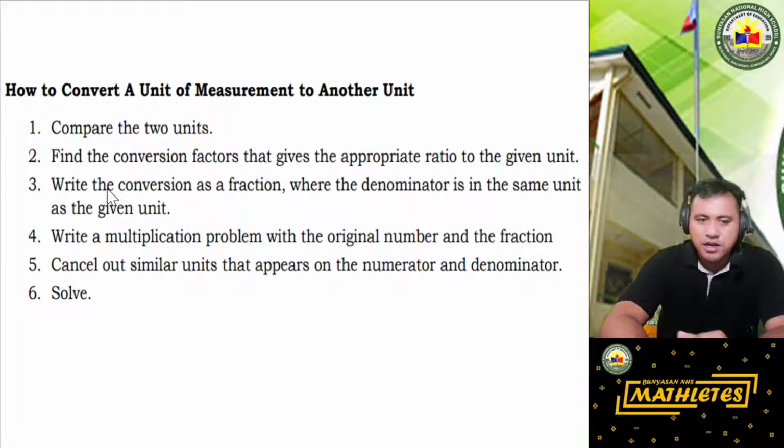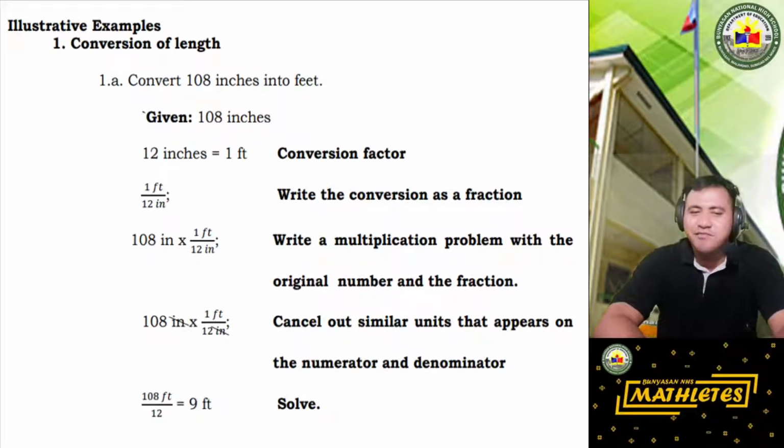Third, write the conversion as a fraction where the denominator is in the same unit as the given unit. Okay? So, write the multiplication problem with the original number and the fraction. Then, cancel out similar units that appear on the numerator and denominator. Then, solve. Okay?